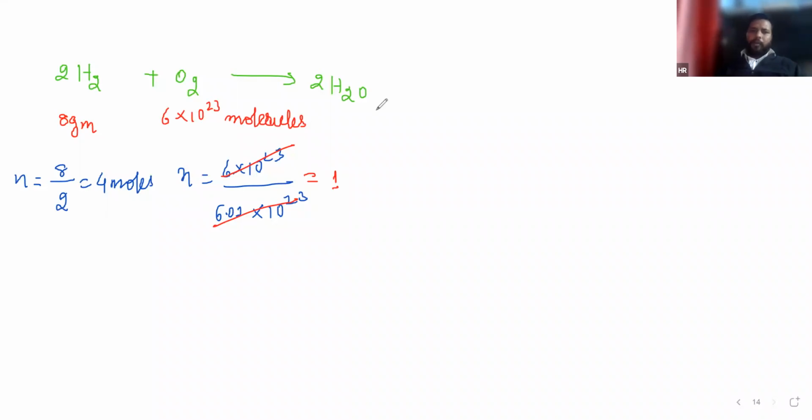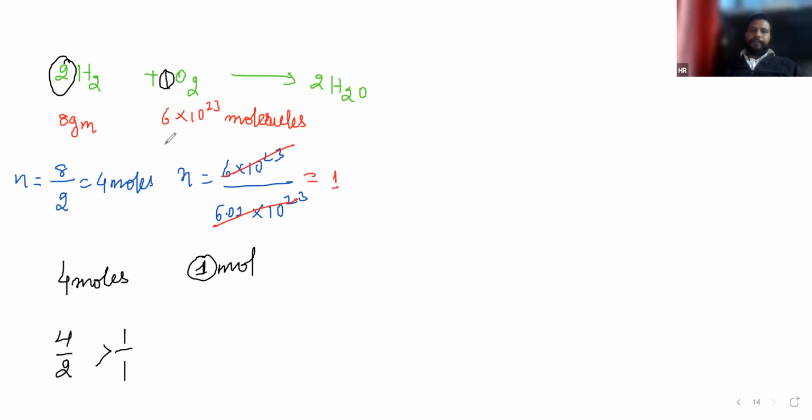Now the given moles for H2 are 4 moles and for O2 it will be 1 mole. Now take the ratio: 4 and its stoichiometric coefficient 2, and here 1 mole and its stoichiometric coefficient 1. So you can see O2 is the LR. Is that clear? Yes, sir.